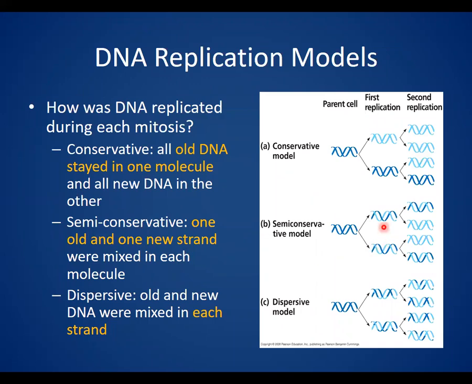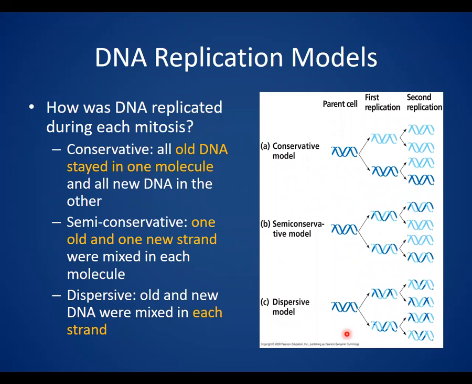A second model, which was also consistent with the data, was the semi-conservative model, where each of the two offspring of the original parent cell got one old and one new strand. And then in the second generation, one offspring got the old strand and the other one got completely new DNA. So in this case, the old strands were separated. They were shared between two of the offspring.